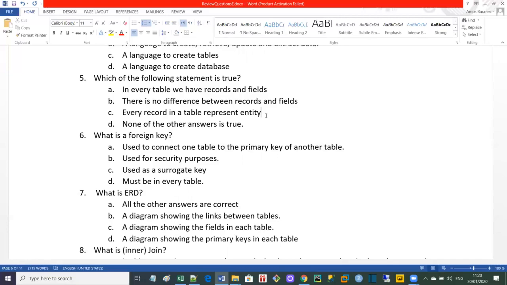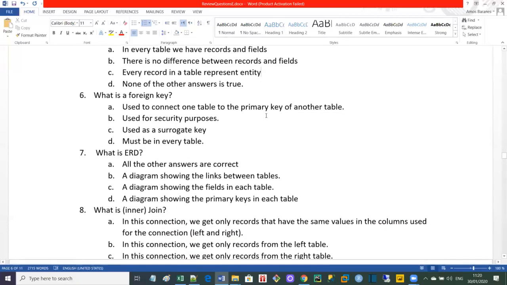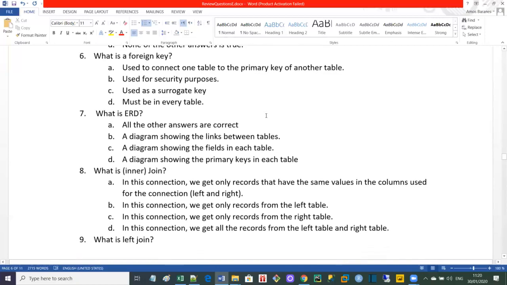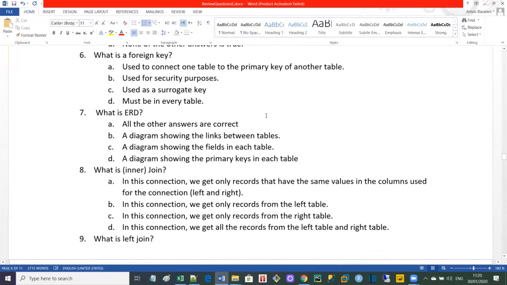Let's move to question number 6. What is a foreign key? And here we used that many times, okay? When we connect a dimension table to a fact table, in the fact table, it's automatically creating what is known as a foreign key, which is connected to the primary key in the dimension tables. Therefore, answer number A is correct. Used to connect one table to the primary key of another table.